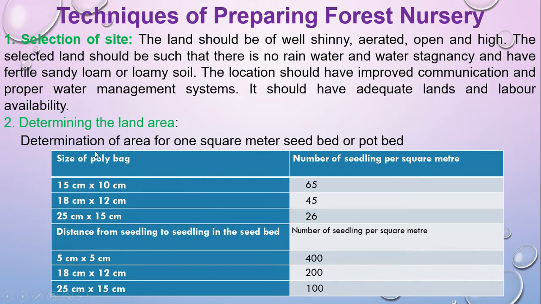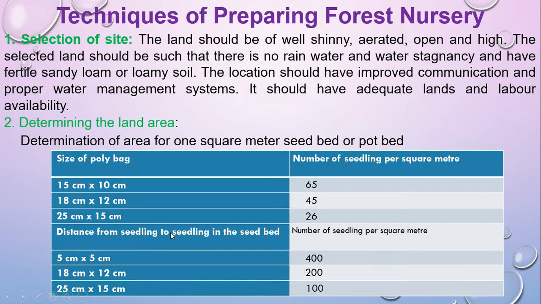Here you see determination of area for 1 square meter seed bed or pot bed. This is the size of polybag. That means if your polybag size is 15 to 10 centimeter, at that time you need 65 seedlings per square meter. If the size of polybag is 18 to 12 centimeter, you need 45. If it is 25 to 15, you need 26. This you have to memorize.